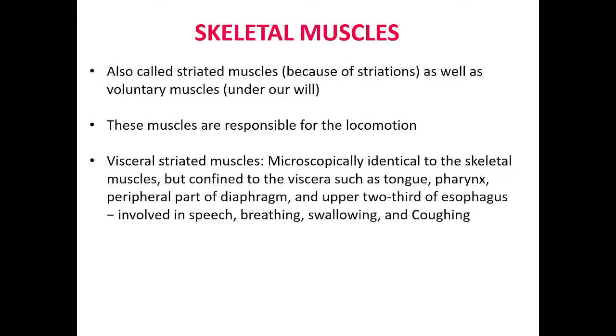So these striated muscles are present in some viscera, some organs. Microscopically, their structure is identical to the skeletal muscles, but they are present in the tongue, the pharynx, the peripheral part of the diaphragm, and even in the upper 1/3 part of the esophagus.